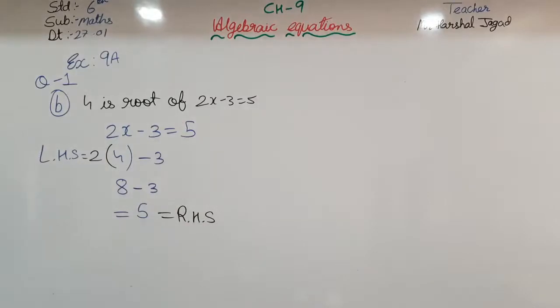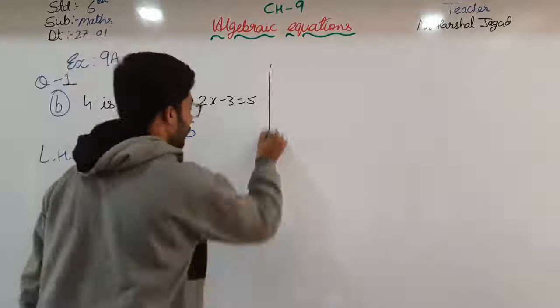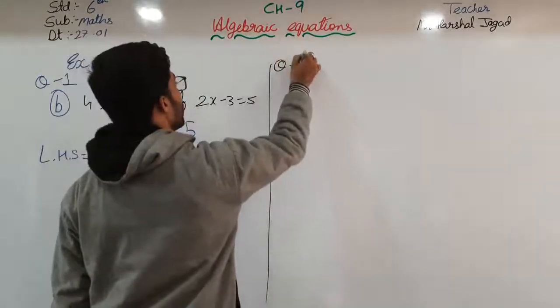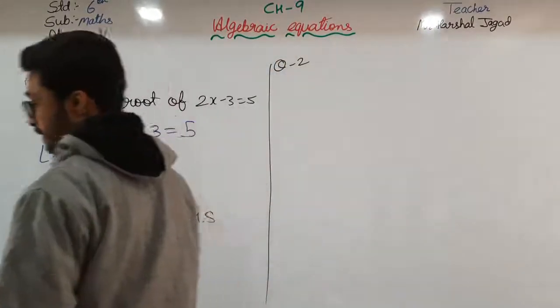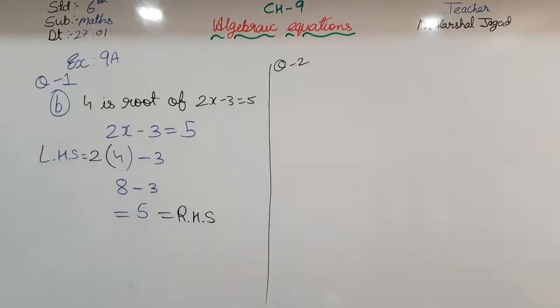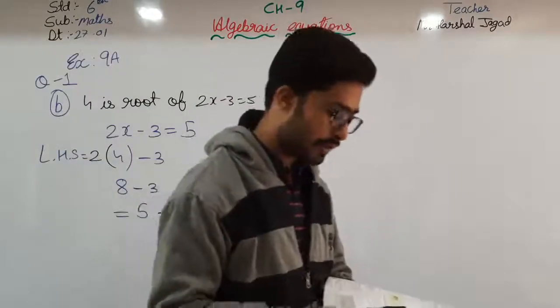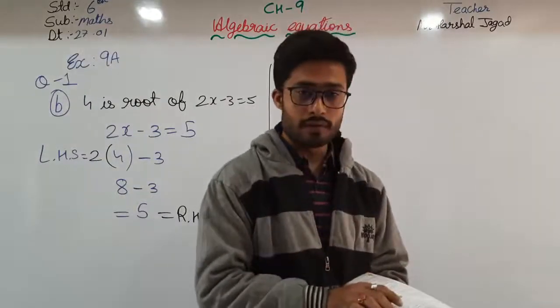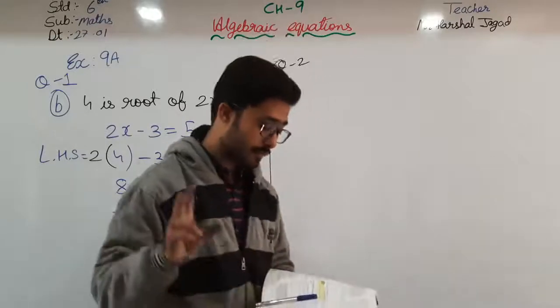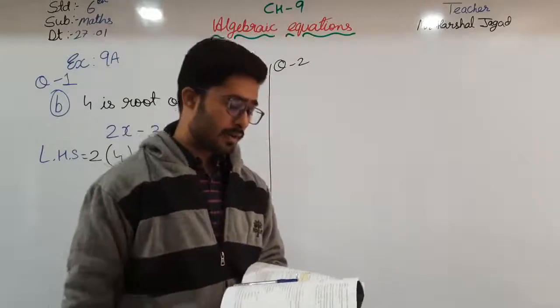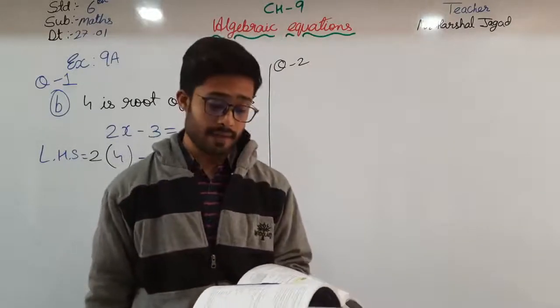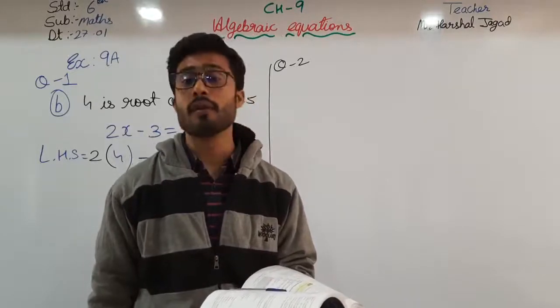And question number 2, which we will do over this side: write an algebraic equation for the following statement. You don't need to solve them. So here, the cost of a gel pen is 7 more than that of a ball pen.